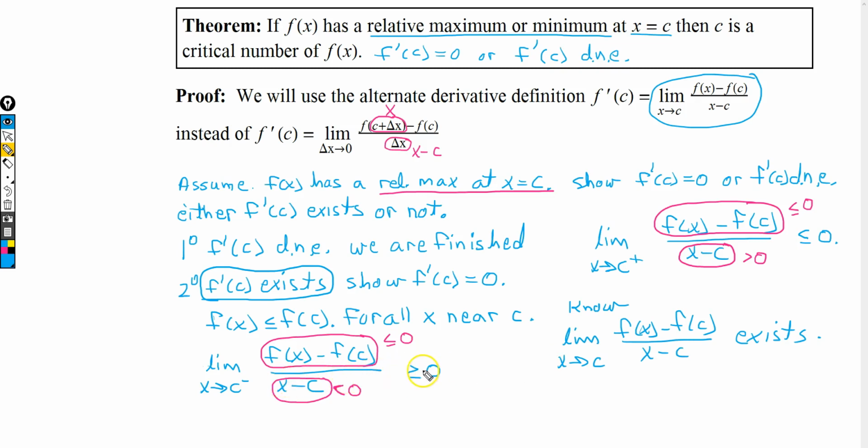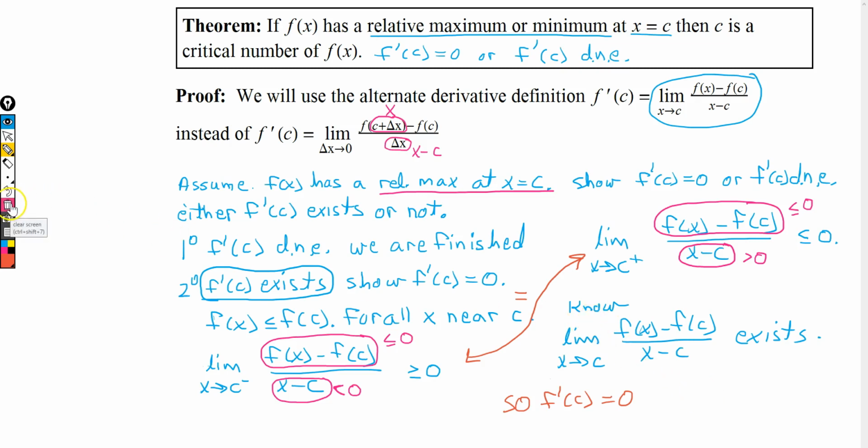However, the left hand limit is a positive number. Well, it's greater than or equal to 0. The right hand limit is less than or equal to 0. The only way these two limits right here can equal each other is if they're both equal to 0. That's the only way. So therefore, this must equal 0. And we're finished. All right, so that concludes this proof.